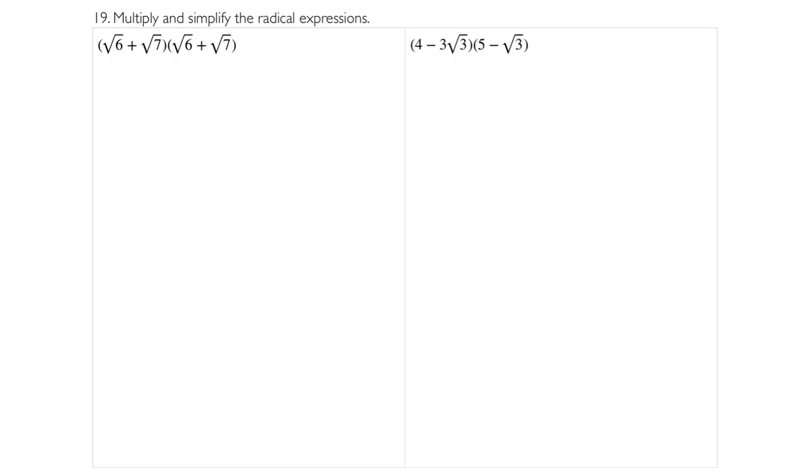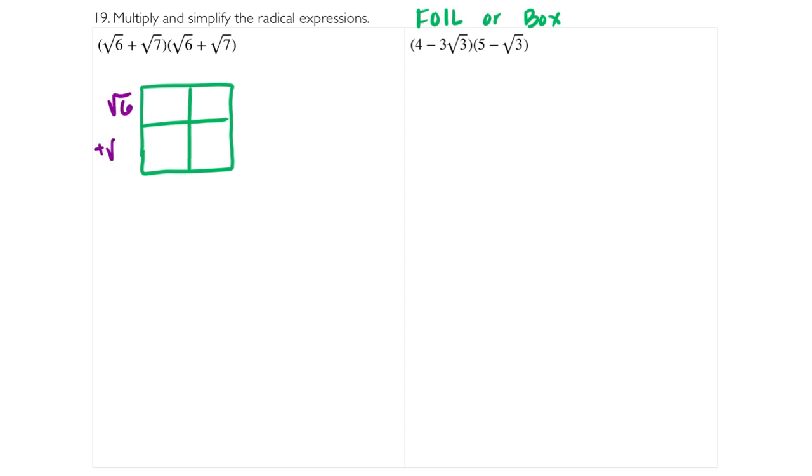Okay, so when we're multiplying, we have to make sure we multiply every part of the first thing times every part of the second thing. Since these both have 2 terms, if you know how to use FOIL, you could use that. Or you can use the box, where we have the stuff on the outside and we're multiplying what's on the inside. I like the box because it's easier to keep up with what you've done and what you haven't done. Okay, so on the outside we have root 6 plus root 7 times root 6 plus root 7.